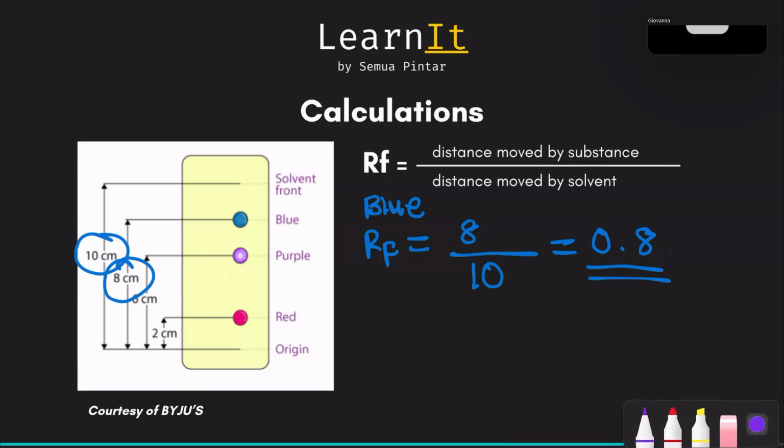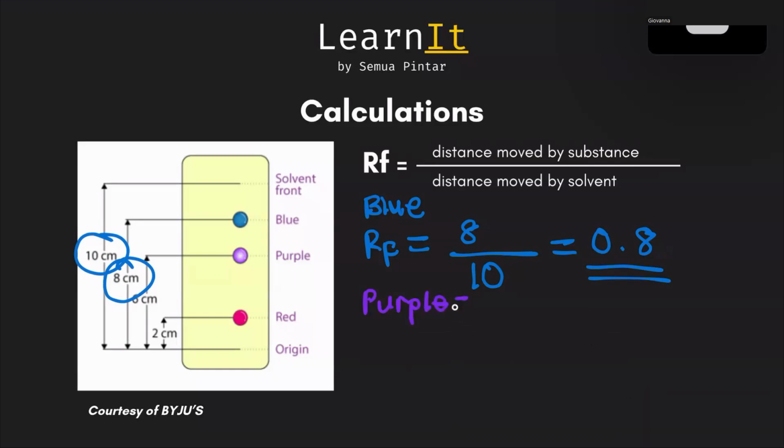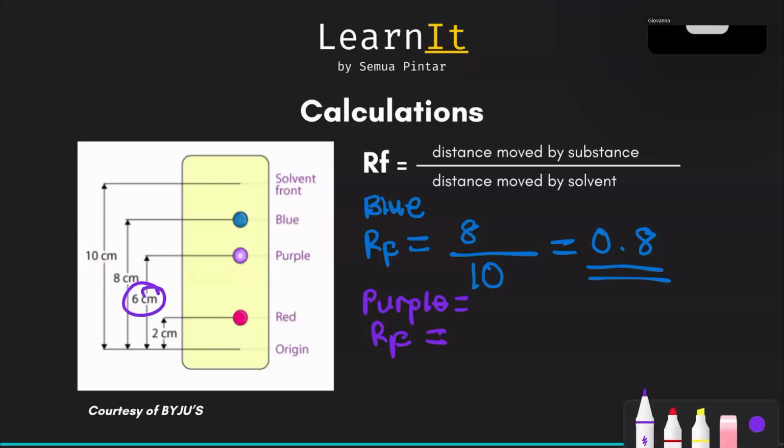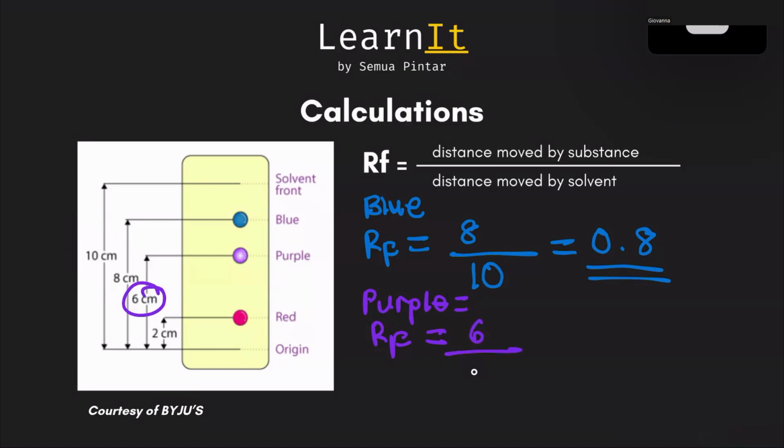Okay, let's try now with another one, which is purple. Okay, we'll calculate the RF value now. And as you can see, the distance for purple is here. This is already quite covered. So it's going to be 6/10, and the answer would be 0.6. So this is just a general idea of how you're going to calculate the RF value.